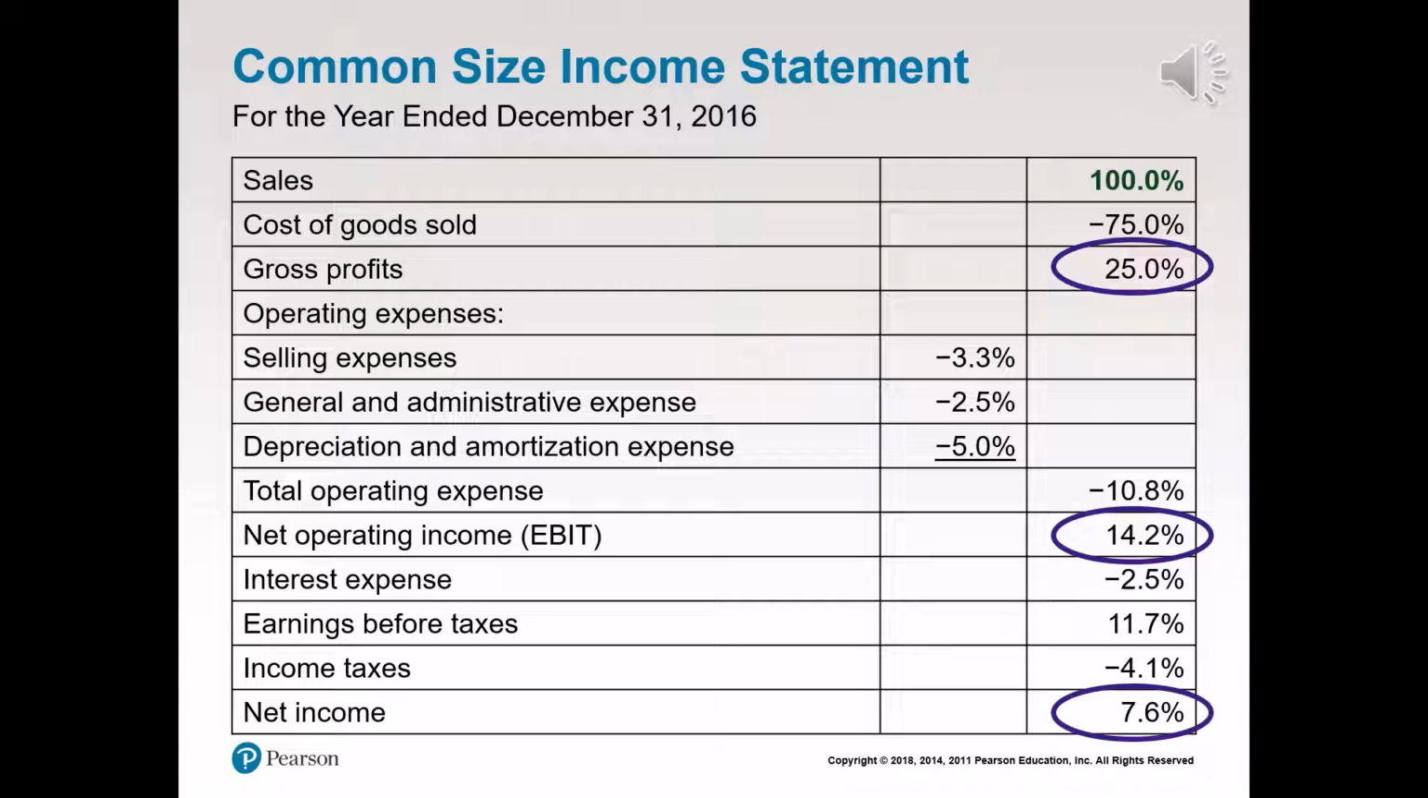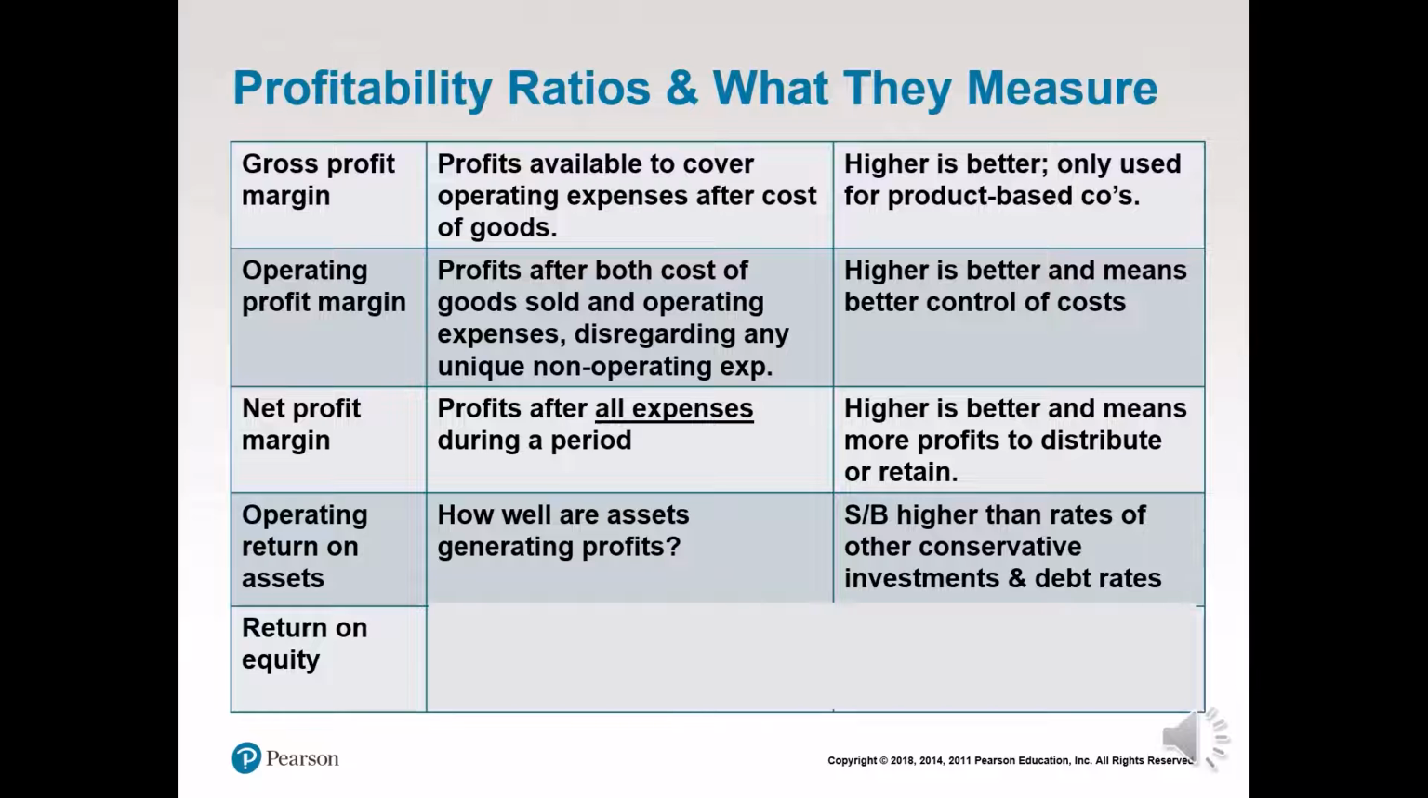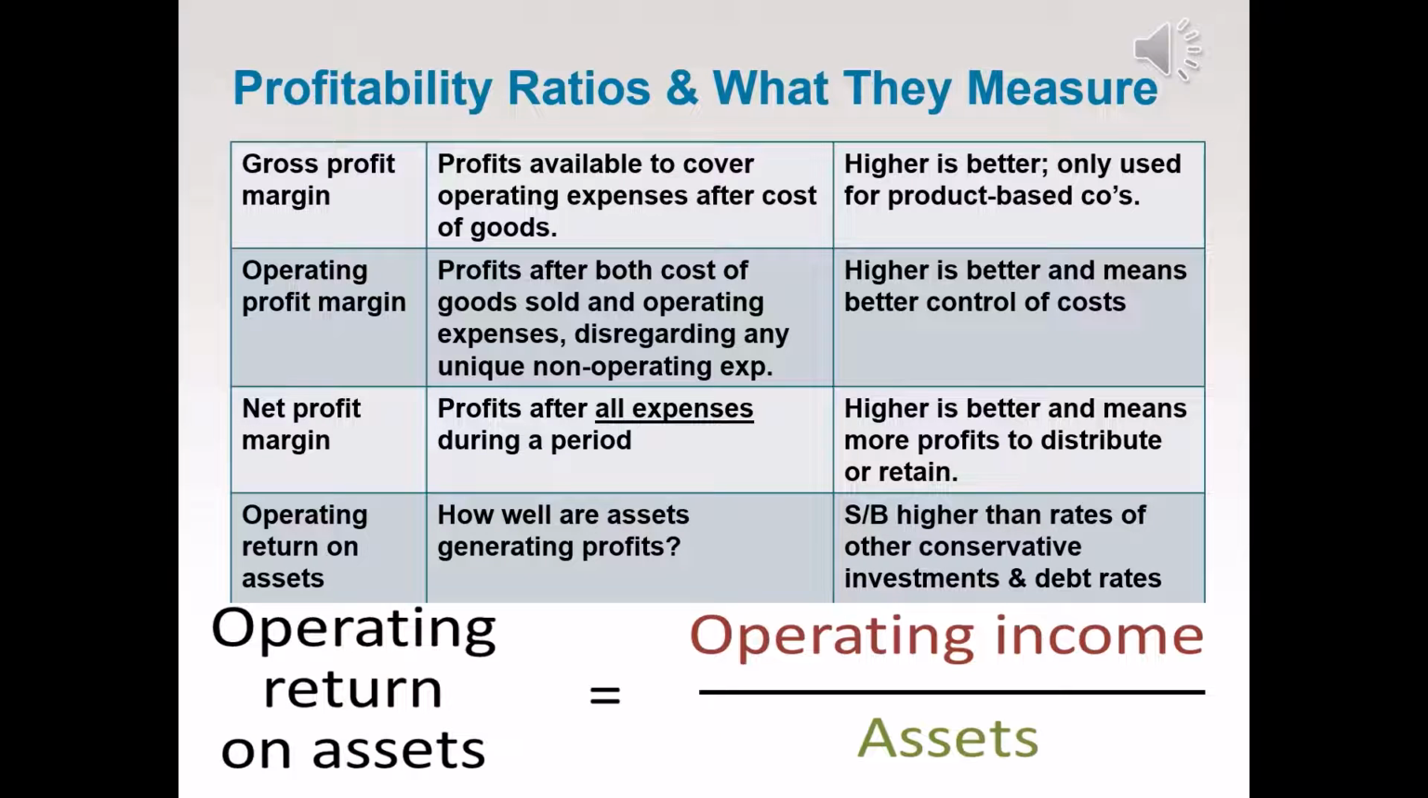Operating return on assets is a measurement of how well our assets are producing profits. We looked before at how well our assets were creating sales, and now we're looking at a ratio, a relationship between assets and profit. What we want to see here is that our rates of return on our assets is higher than the rates that we could get from other conservative investments, or at least our rates of debts that we are paying. To calculate the operating return on assets, we take operating income and divide it by assets.